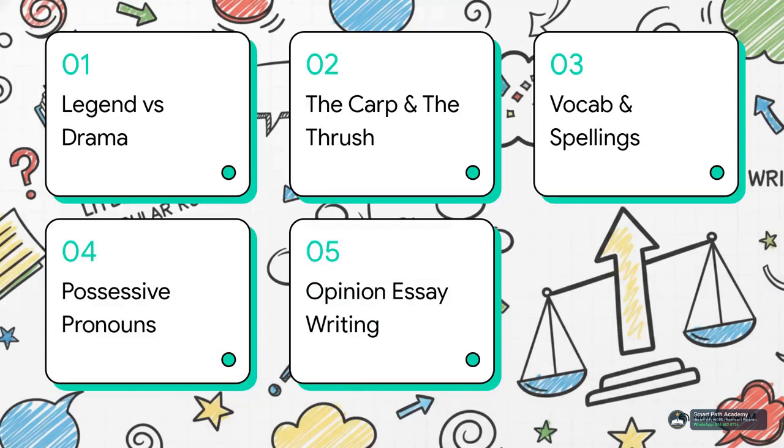Okay, let's dive right into this. Here's our lesson roadmap for today. 1. Legend versus drama. 2. The Carp and the Hermit Thrush. 3. Vocabulary and spellings. 4. Possessive pronouns. And 5. Opinion essay writing.